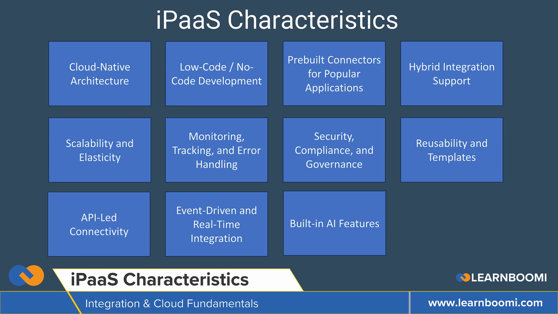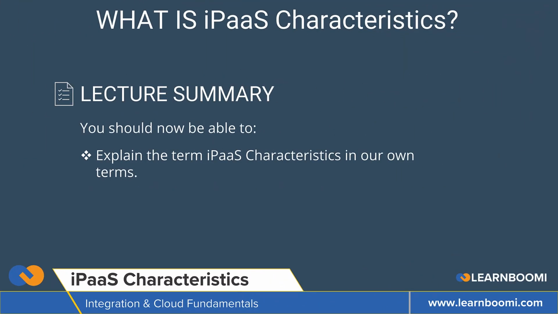So you see, modern iPaaS platforms are cloud native, low code tools designed to simplify how companies connect applications and automate the processes. They provide scalability, pre-built connectors, hybrid deployment options, strong security and monitoring, making the integration faster, cheaper, and more reliable. I hope you are now familiar with the key characteristics of modern iPaaS platforms. Well, that's the end of the session, so let's wrap it up. By now, you should be able to explain key characteristics of modern iPaaS platforms in your own terms.